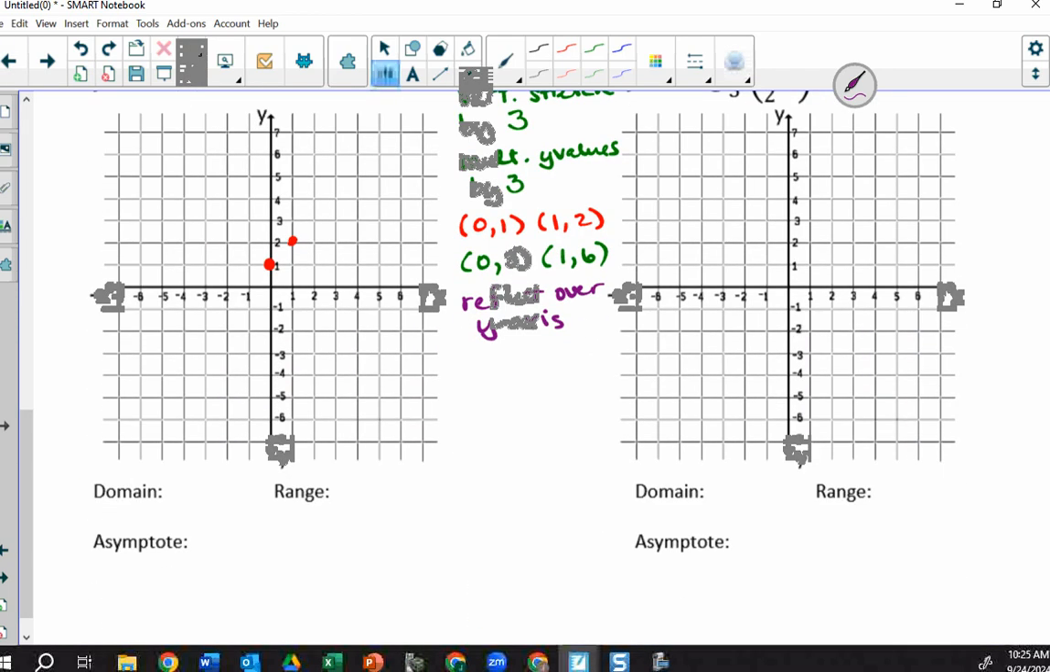So we're at the green points. We're at 0, 3. Can I change the sign of 0? No. So it is still 0, 3. What about the point 1, 6? What's that going to become? Okay. Let's plot those. These are our final points on our graph: 0, 3 and negative 1, 6.